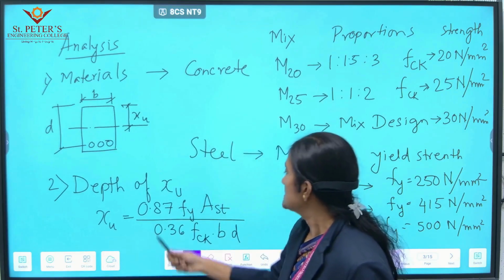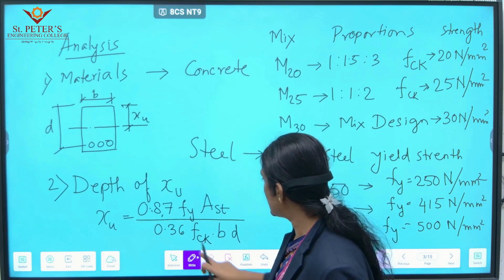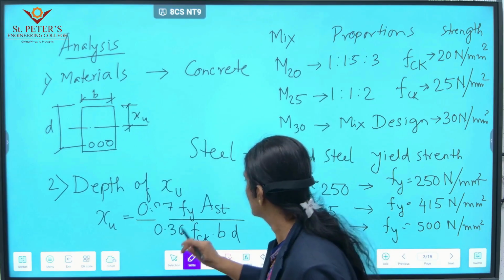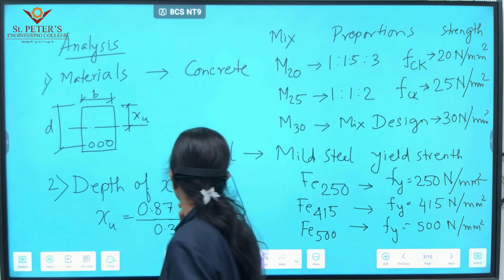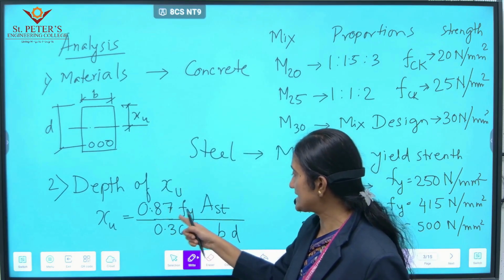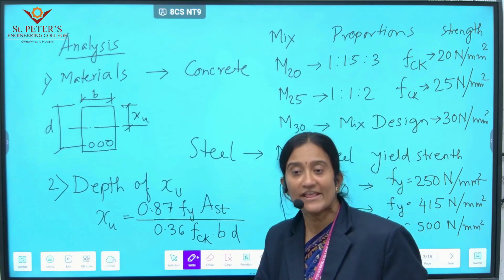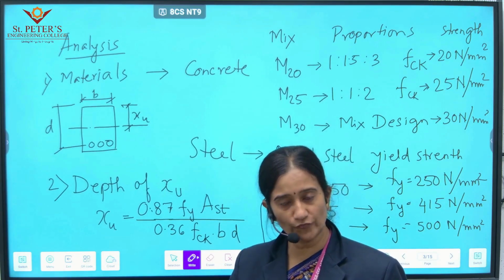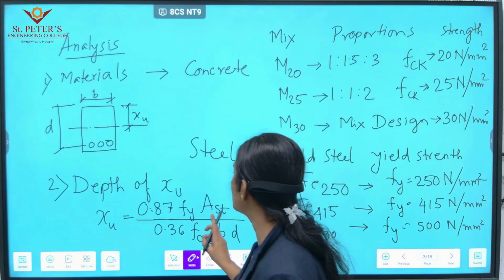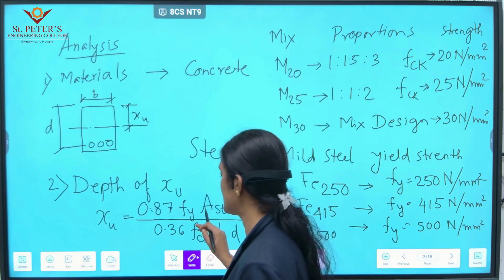So here 0.87 FCK... 0.87 Fy. Fy is the yield strength of the steel used. If we use Fe 250, it will be 250 Newton per mm square. If we use 500, it will be 500 Newton per mm square.